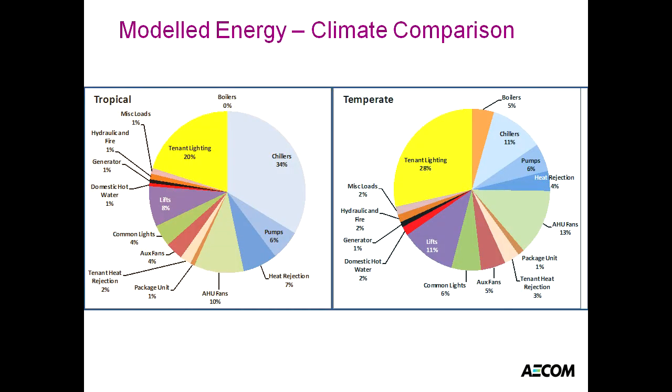The chillers have gone down to 11%, which is understandable, because in Sydney, the climate allows you to operate your air on free cooling, outdoor air, for around about 55% of the year. The tenant lighting becomes more prominent, and the air handling units become more prominent as well.